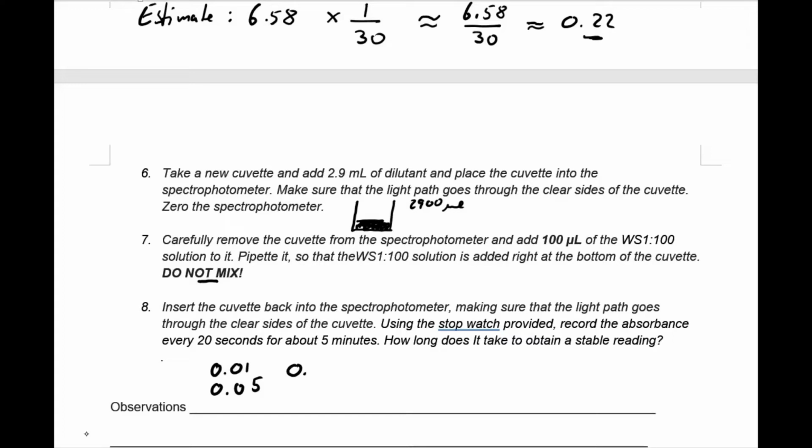So it would be probably like that, and so on and so forth. So the readings are all over the place and are not stable. So you don't get any stable readings, at least not in the time frame that we are looking at. So what is the reason for that? The reason is simple, because we didn't mix.